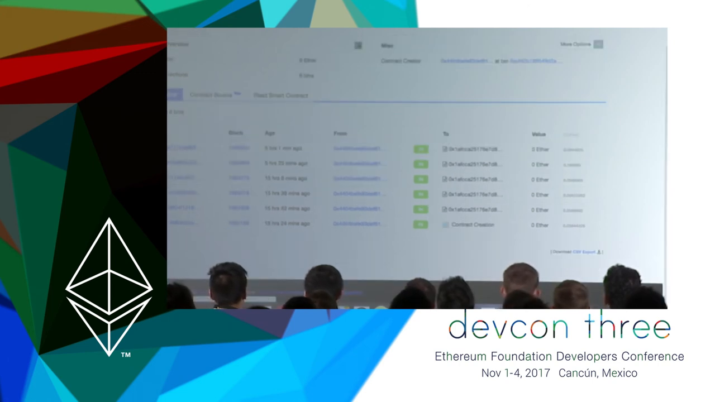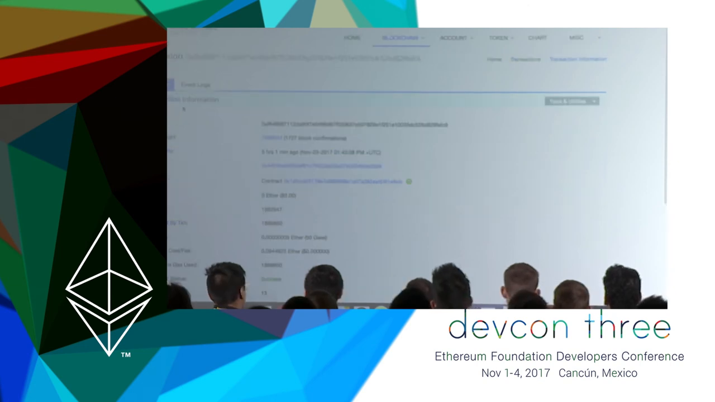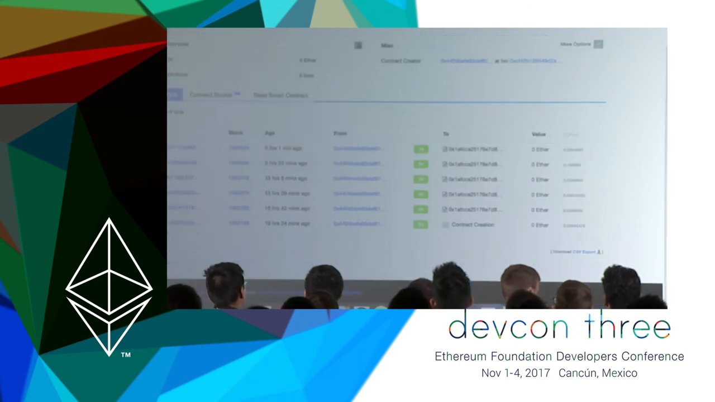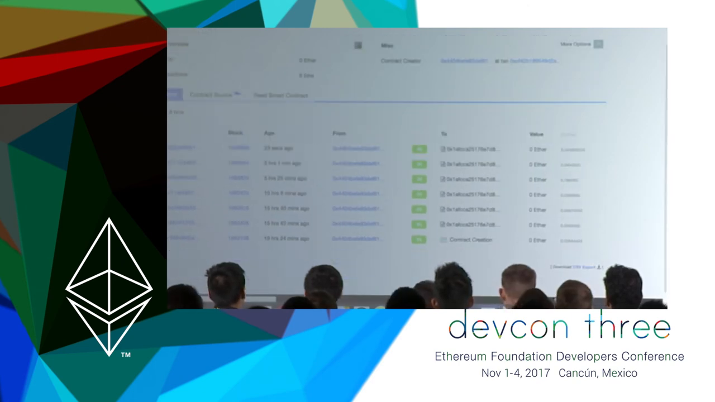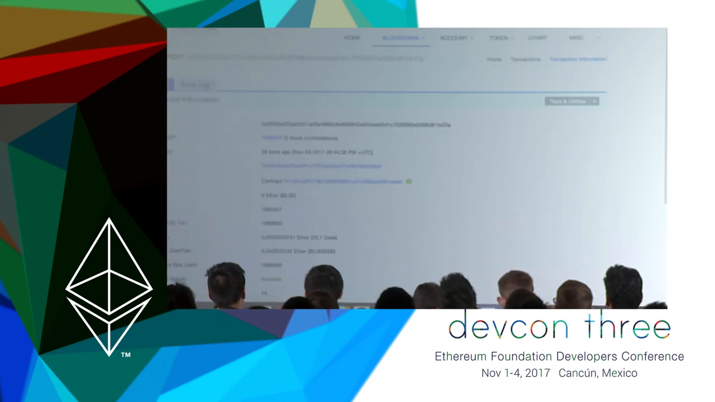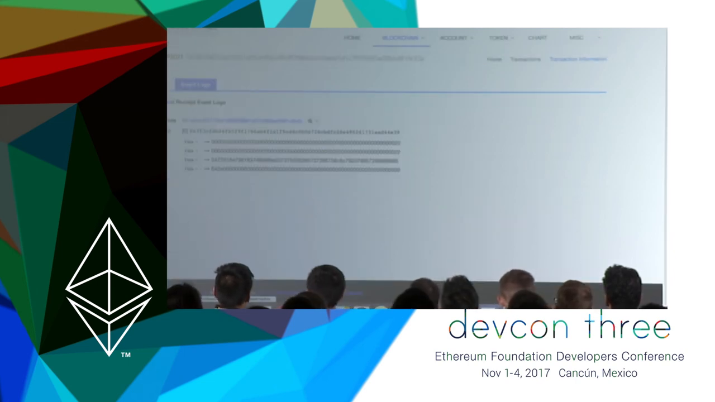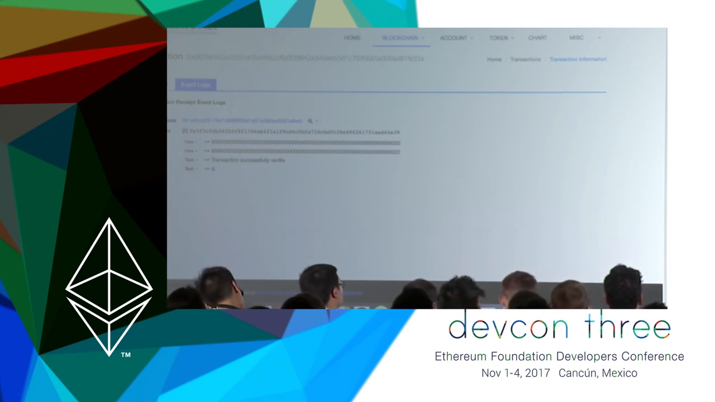Let's look into it. Pardon, was it the wrong one? Okay, let me go back, sorry. Oh, here it is. Okay, sorry about that. And here we can go to the event logs and check the message. So the event was issued that the transaction was successfully verified. So what we did now is we actually checked on chain that we provided a valid solution to the Sudoku puzzle.